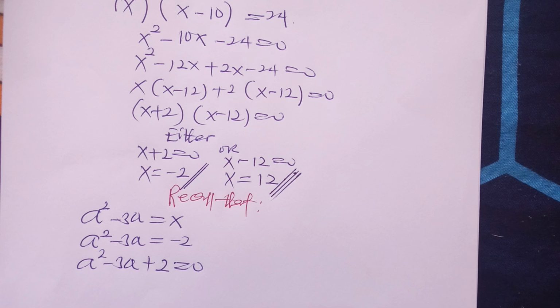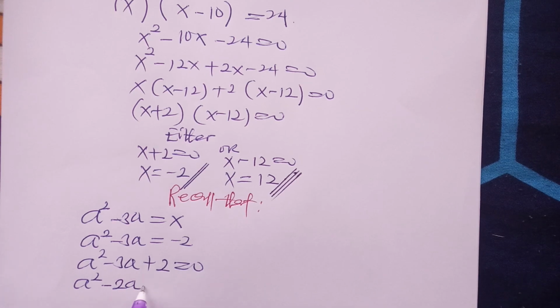This is also a nice quadratic equation. Then what are we to do? We use factorization method. Same thing, two numbers that we are going to multiply to have 2, that is 2 times 1, subtracting them having 3. Then by factorization method, we say this is a square, then minus 2a minus a, then plus 2, then everything becomes 0.